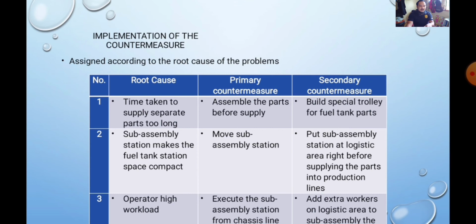So lastly, for the operator having a high workload. Firstly, the sub-assembly station needs to be removed from the chassis line to separate the process. After placing the sub-assembly station at another place, we will add another operator from the logistic area to operate the sub-assembly station. So this planning will minimize the workload for the operator. So with the countermeasures that have been made to counter all the problems, this statement is the most significant to achieve all the objectives.